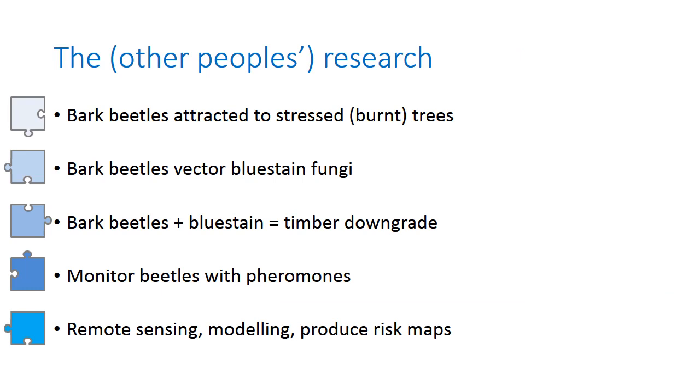So in this particular case, we're using other people's research. I don't need to do any research because someone's already worked out that bark beetles are attracted to stressed or burnt trees and that they vector blue stain fungi into these trees. Research has already shown that bark beetles and blue stain, as well as reductions in moisture content, result in timber downgrade, and that we can monitor beetles with pheromones and other types of lures. And we can also use remote sensing to help us produce risk maps.